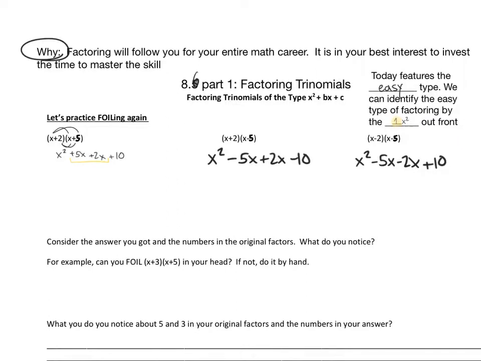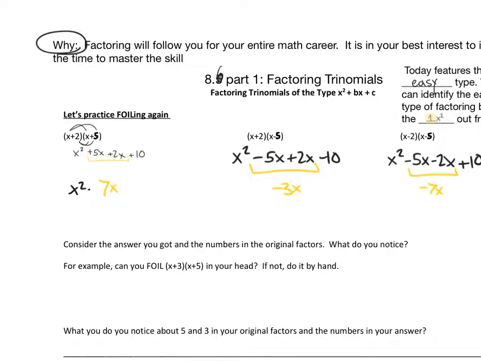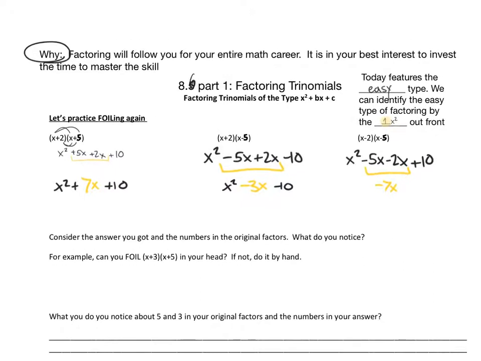So here they are. When we FOIL these out, you can see those middle terms. I'm going to go ahead and add up all the middle terms. We get a 7x, negative 3x, a negative 7x. And I can roll down the other parts as well. But I'm going to leave those middle terms there in a different color because that's going to help us out here in just a moment.